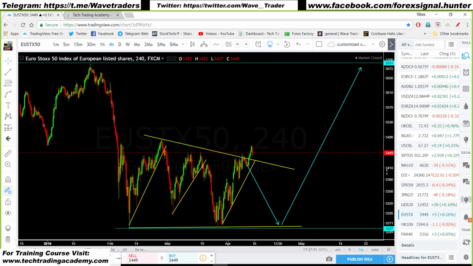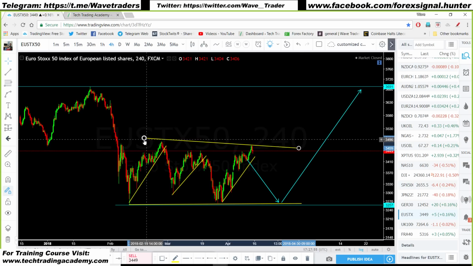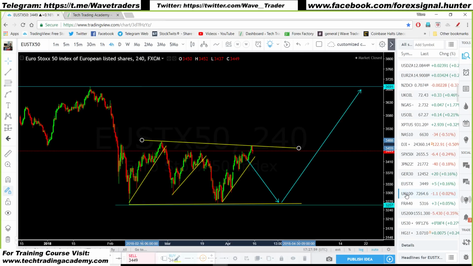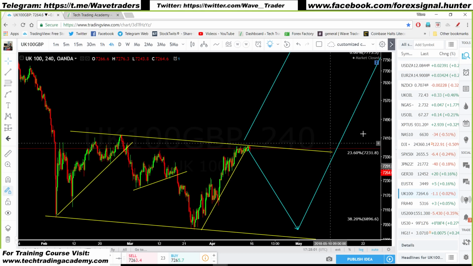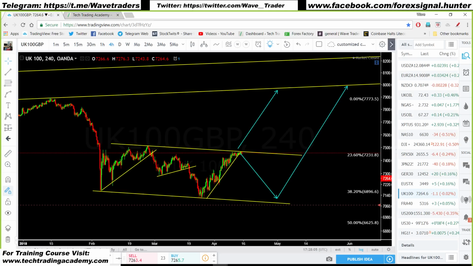Same here on the Euro Stoxx, one more drop and then buy. One more drop like that and then buy. You can even sell for short term. Same here on the UK 100 index, one more drop, short term sell. Before you go for buy, make sure you see a proper continuation pattern formation. It is trying to do that on a lower time frame, but slightly bigger one, and fundamentally supported.